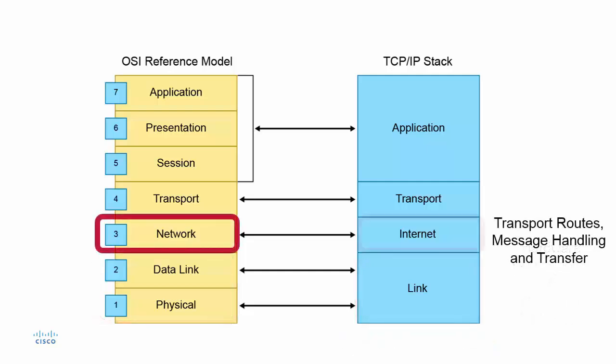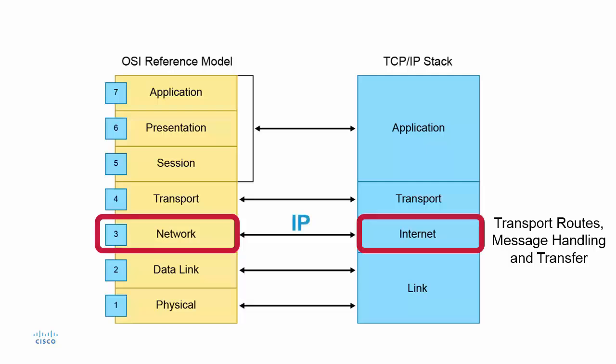OSI layer 3 is the same as the internet layer in TCP/IP. It routes data from the source to the destination. It does this by defining the packet and the addressing scheme, moving data between the link and transport layers, routing packets of data to remote hosts, and performing fragmentation and reassembly of data packets. This is the layer where IP operates.